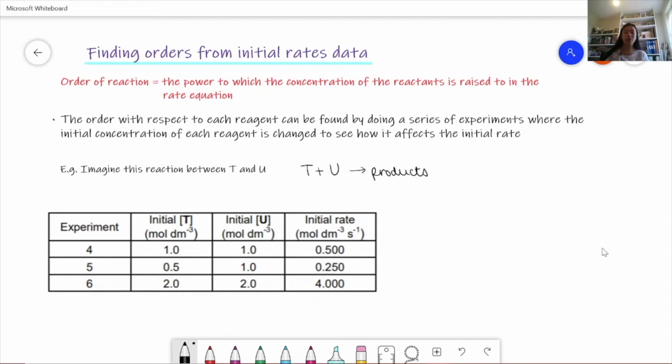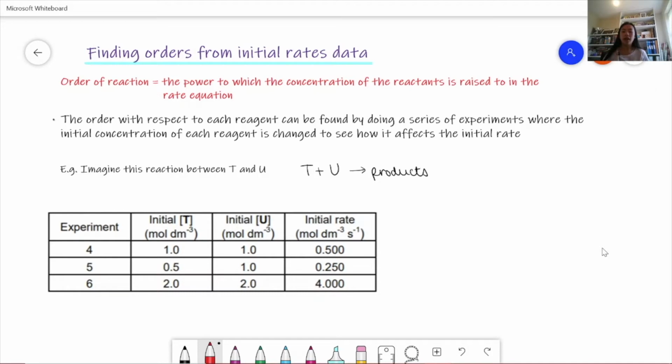So if we imagine this reaction between T and U, so we've got T plus U goes to form products. So these are the experimental values that we found. And so how we work out the different orders is like this. So first I'm going to look at changing the concentration of T. So I'm going to select experiments 4 and 5 because it makes my life easier because the concentration of U stays the same. So we know that the difference in the initial rates for experiments 4 to 5 are only due to the different concentration of T.